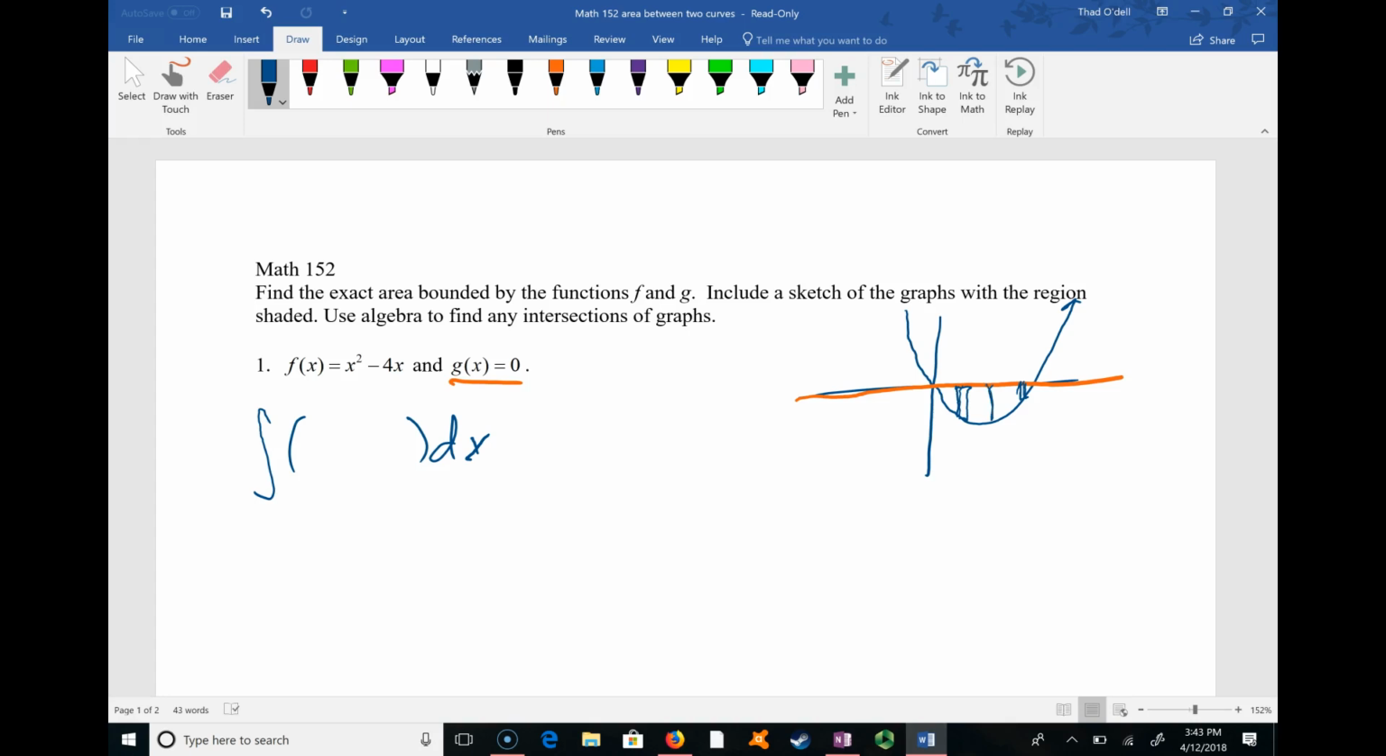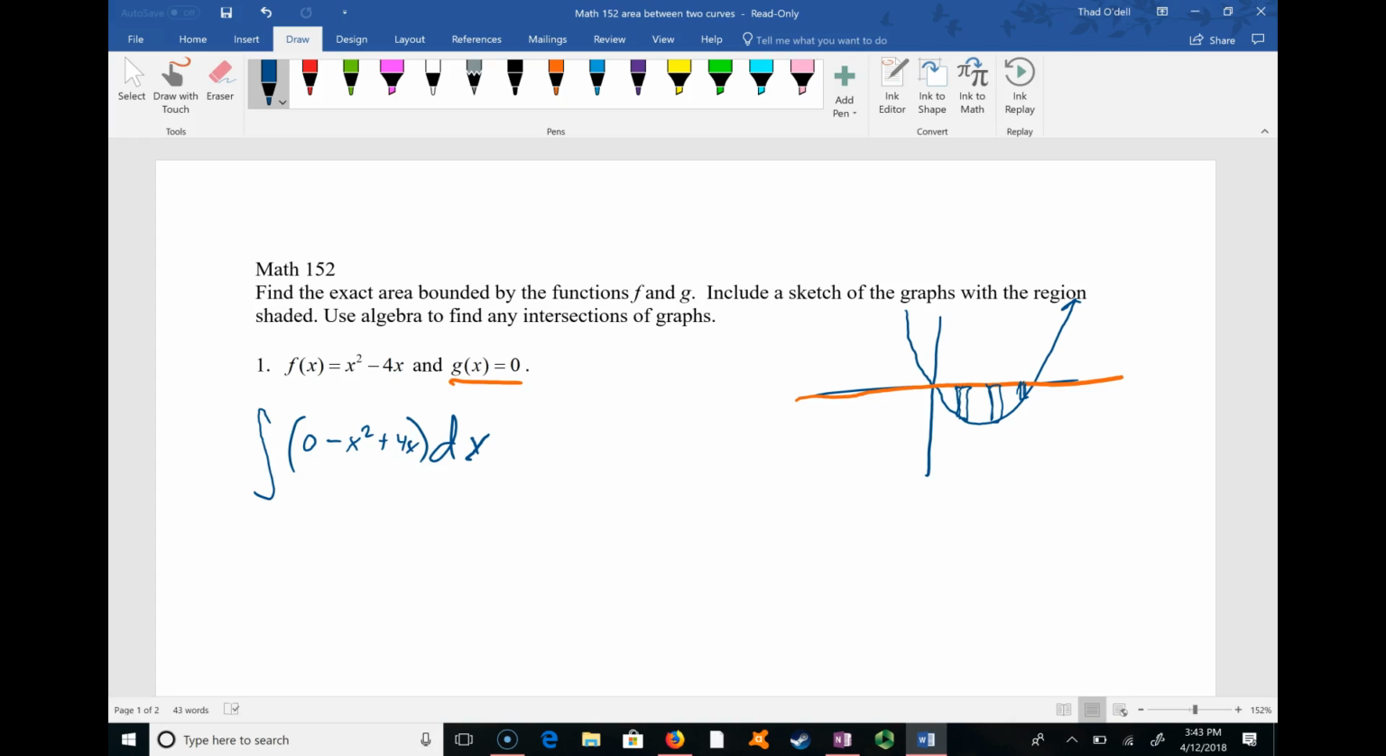Here's another one right there. So it looks like it's always the red line minus the blue line. In this case, the red line is 0 and the blue line is f. So that'd be minus x squared minus 4x, which would be plus 4x. I mean, minus minus 4x would be plus 4x.